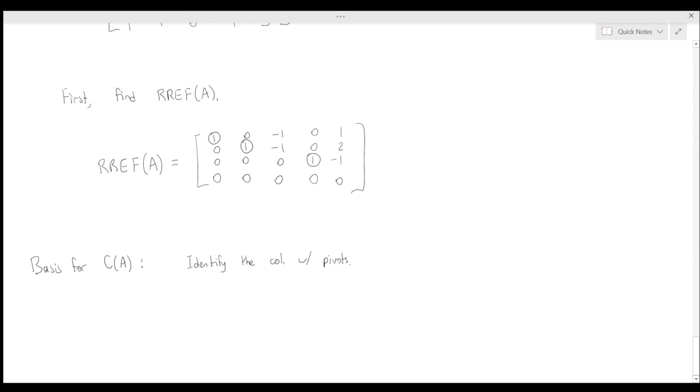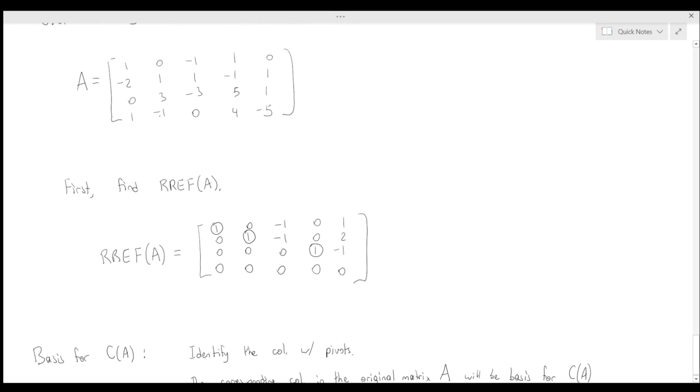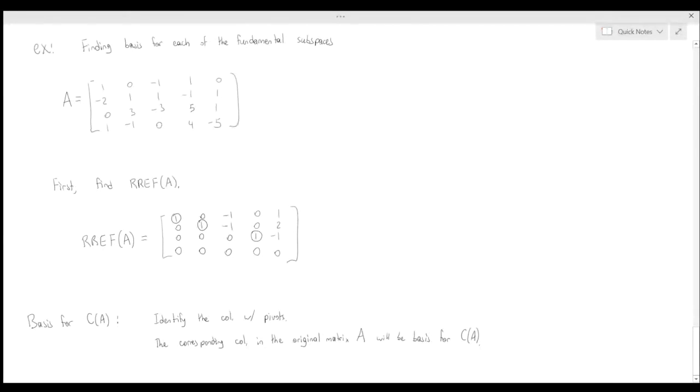Okay. So if you take the corresponding columns in the original matrix, these columns from the original matrix A will be a basis for the column space of A. So meaning in this example, since we had pivots in columns 1, 2, and 4, that means if I take columns 1, 2, and 4 from the original matrix, those three vectors will be a basis for the column space of A. Okay.